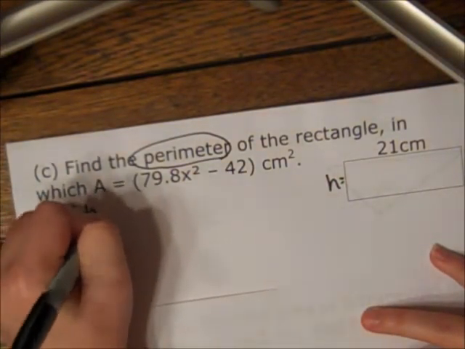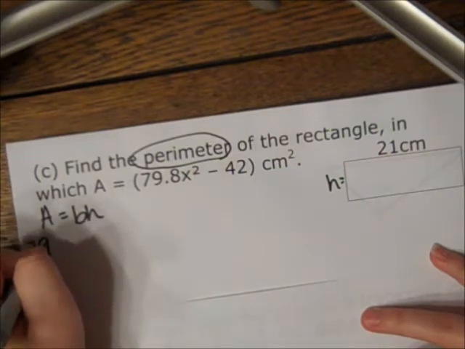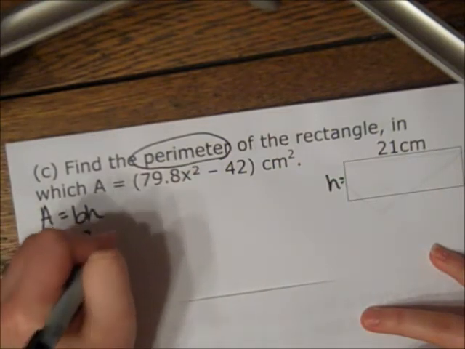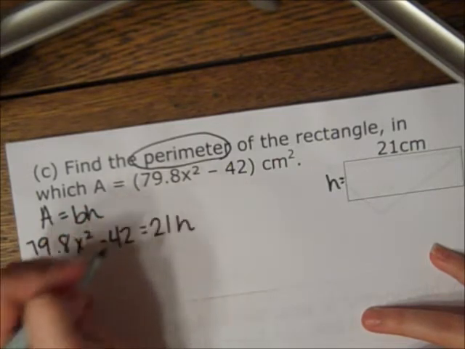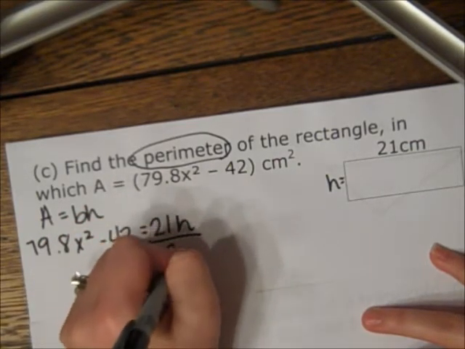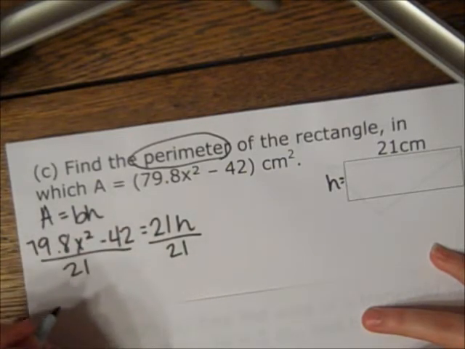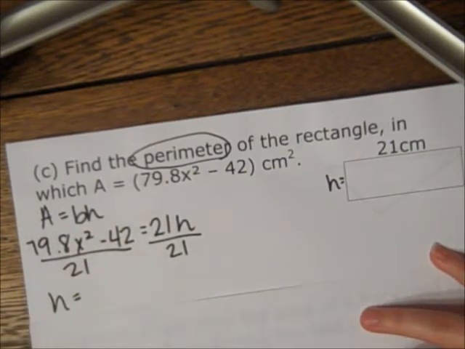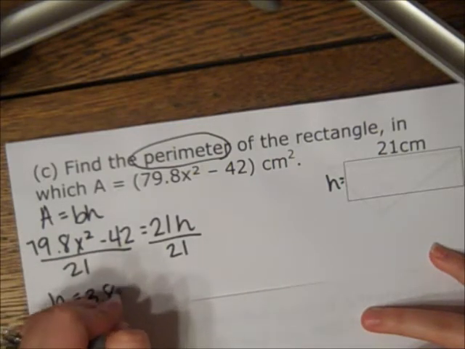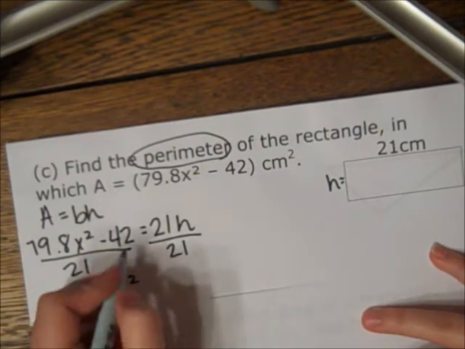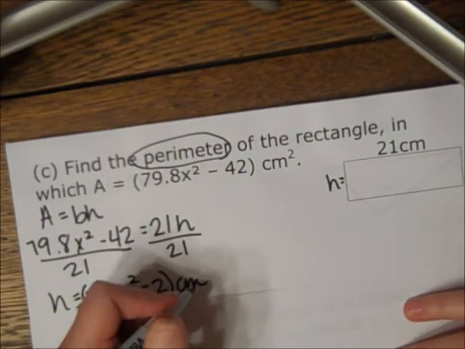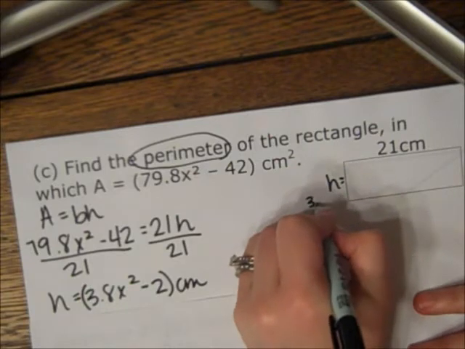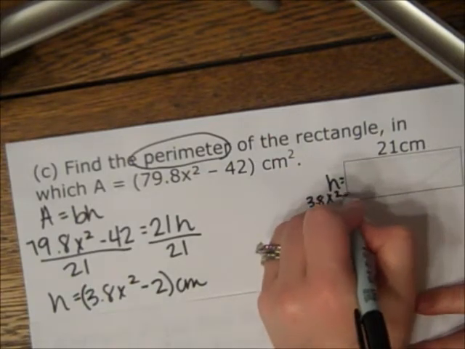Still, area equals base times height. So 79.8x squared minus 42 is equal to 21 times h. Divided by 21, h is equal to 3.8x squared minus 2. Okay, so the height is 3.8x squared minus 2.